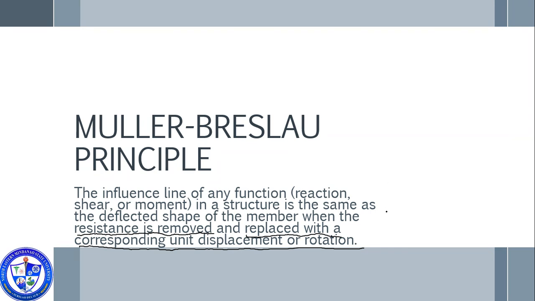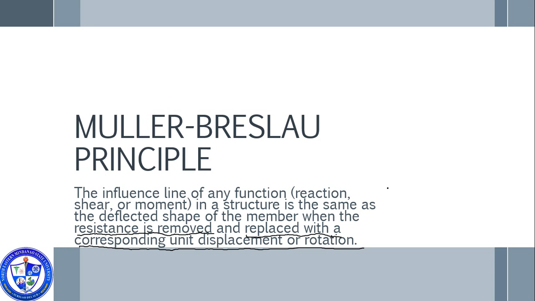Upward displacements are positive, right? Since in our orientation, upward is positive and downward displacement is negative. So we apply a positive unit displacement. Then after that, whatever shape the beam takes after it deflects by applying that one positive unit load, that is already the influence line.